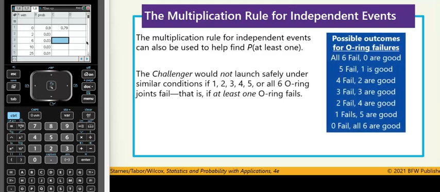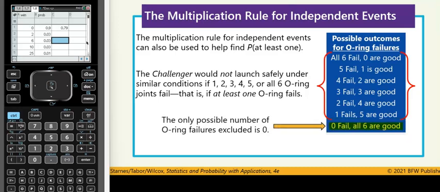So if all 6 fail, 0 are good, 5 fail, 1 is good, etc. So that's just saying that. But if at least one O-ring fails, oh, that's interesting. So now, how do we figure out that at least one O-ring fails? That's a lot of different calculations to do, because I'd have to think about the order. I'd have to do all 5 situations there, six different situations actually.